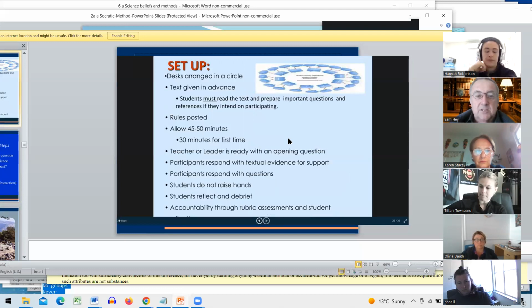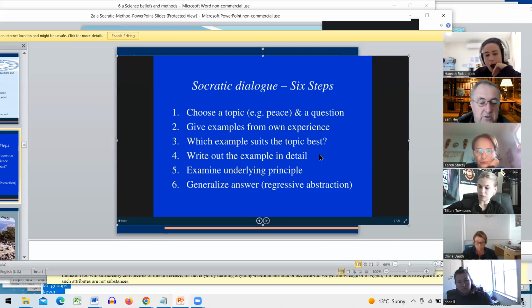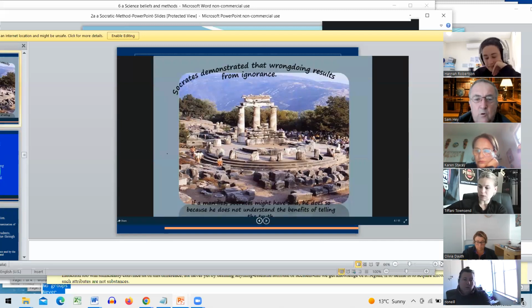So you might arrange the desks in a circle. So that means that there's no priority to any particular one. You might give a set of guidelines as well. So if we were to say that there are 6 steps in questioning and Socratic dialogue, first might be to focus, what's the topic? Another might be to give examples, sometimes from your experience. And then another might be to examine the principles and generate answers. So that's one way to develop this approach.